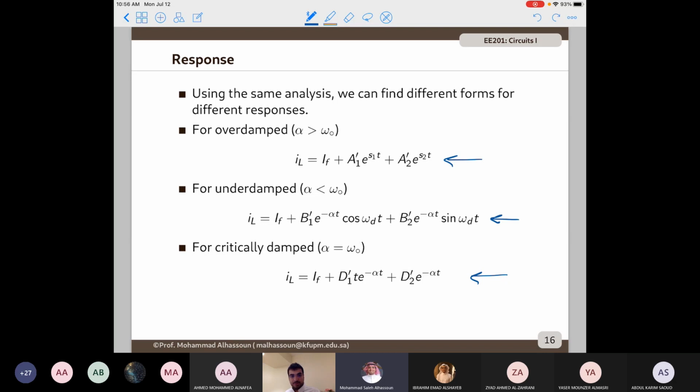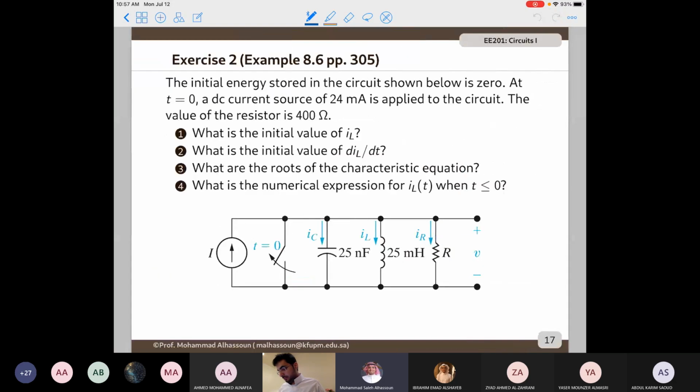But if we're talking about the step response, then it's non-zero. So you can assume that it's non-zero, and you can assume that this is the standard form of the solution. And if you end up with I_F equal to 0, then it's a natural response. Is that clear? Yes, thank you.